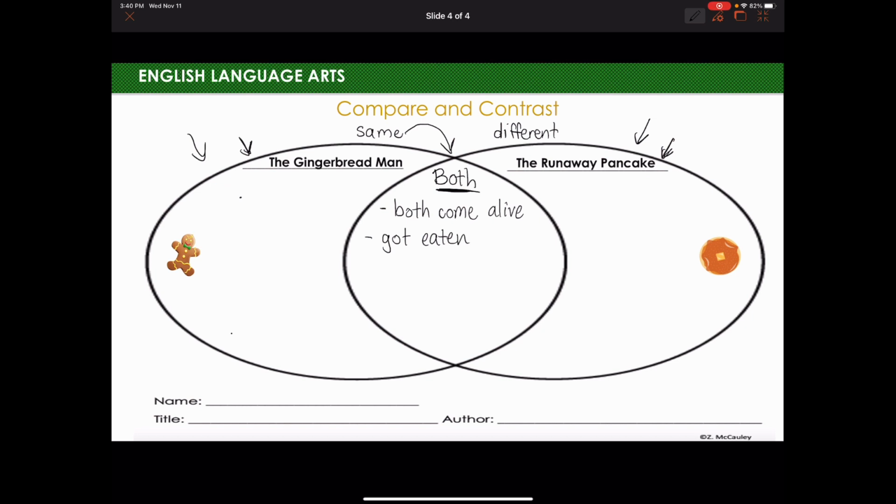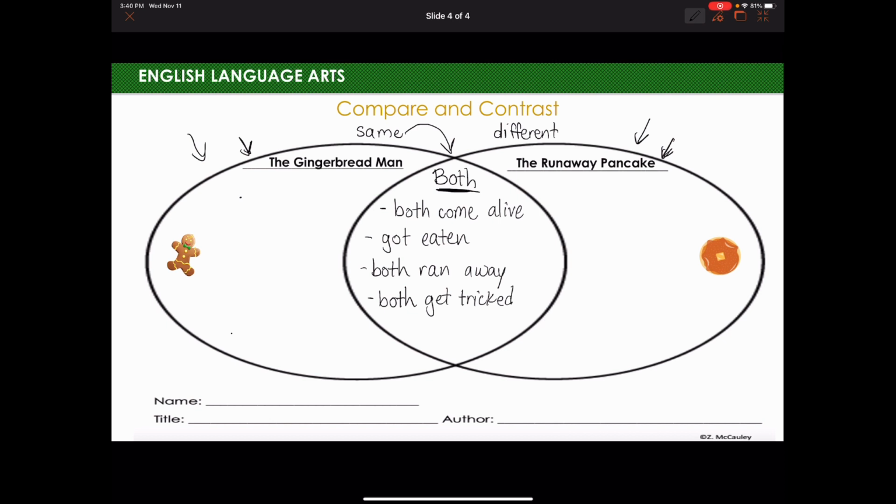Okay, what else do we know about those two characters? They both ran away, didn't they? The gingerbread man ran away, and the pancake ran away. And last thing, they both got tricked. The gingerbread man got tricked by the fox, right? Because the fox wanted to help him cross the river. And the runaway pancake, he got tricked by the pig, didn't he? Because the pig pretended like he was hard of hearing.